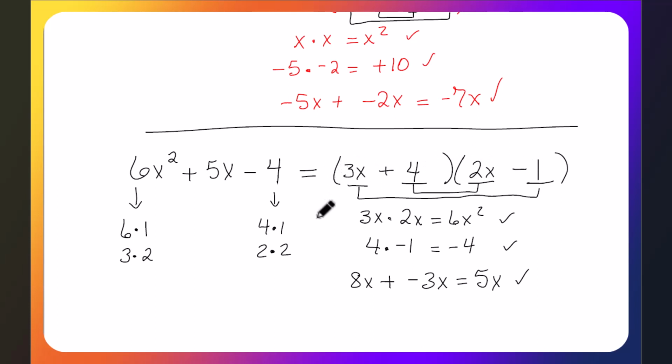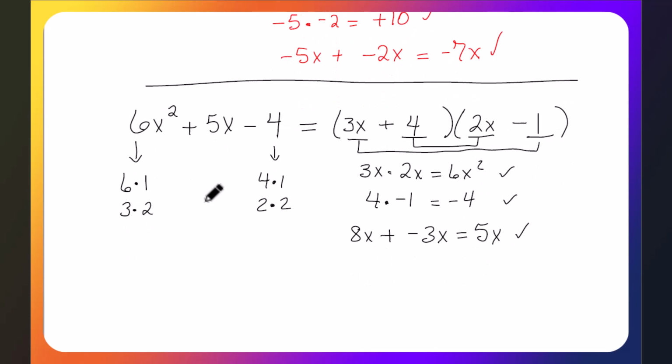There are no secret ways to get there. You just have to remember first times first has got to give you the first piece. Last times last with the signs must give you this last piece. The complicated part is the inside multiplied added to the outside multiplied must give you this middle piece. I wish there were some shortcuts, but there really aren't. I hope this was helpful.